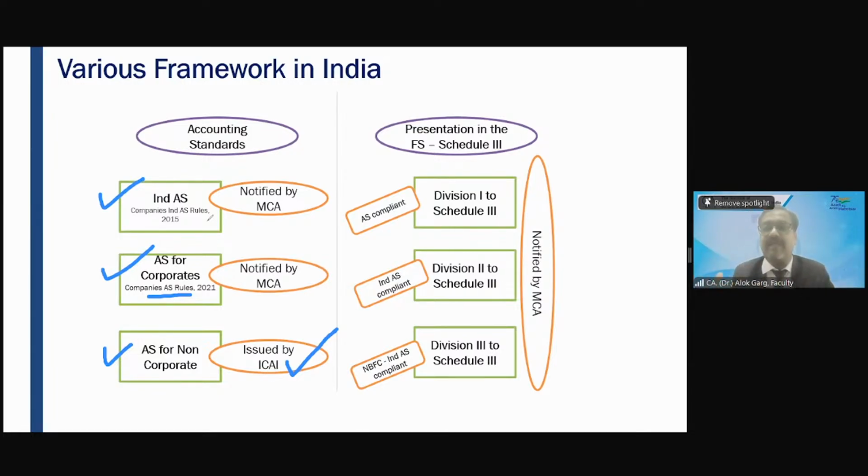Corporate के लिए कौन से हैं? So you guys have to read the accounting standards for corporates. I mean to say only for companies. You guys have to understand for companies only.